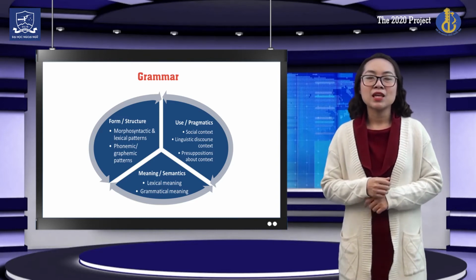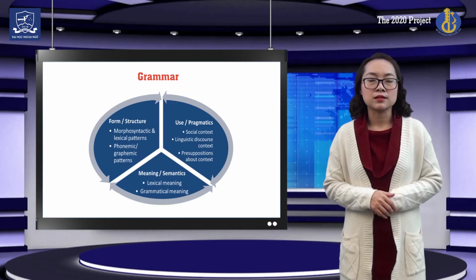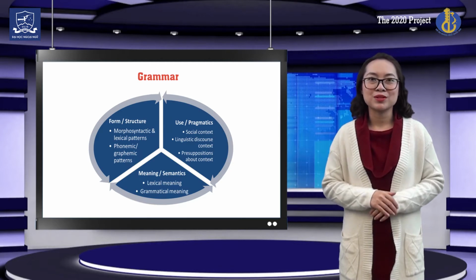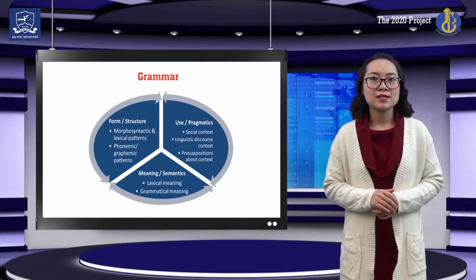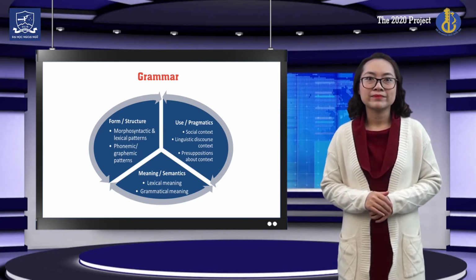Form. In the wedge of the pie having to do with structure, we have those overt lexical and morphological forms that tell us how a particular grammar structure is constructed and how it is sequenced with other structures in a sentence or a text. With certain structures, it is also important to note the phonemic or graphemic patterns.